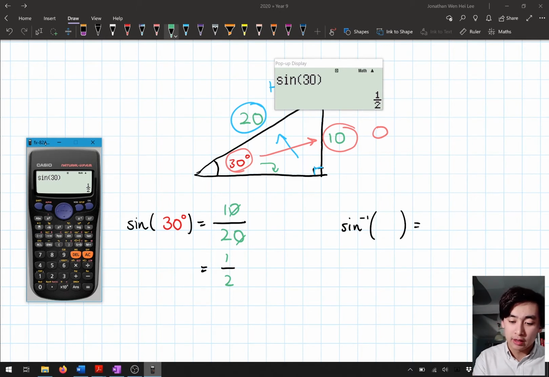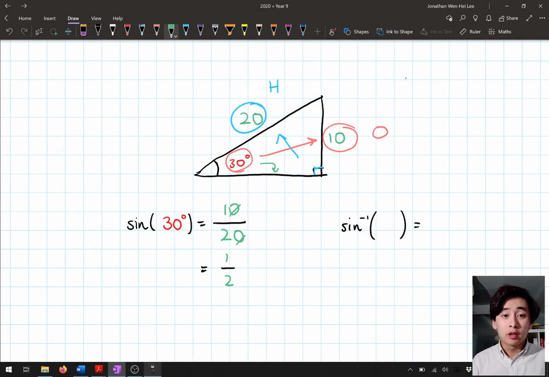So let's have a look at this. On the right-hand side I have inverse sine, and instead of putting in an angle, over here you do not want to put 30. You are not going to put 30 into inverse trig. Instead of putting 30, I'm actually going to put the ratio that I have in my triangle. So if you have a look, I'm going to put O over H.